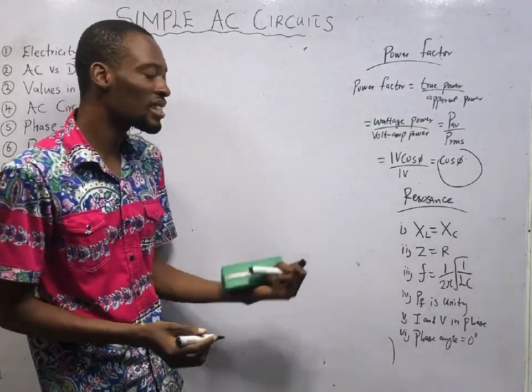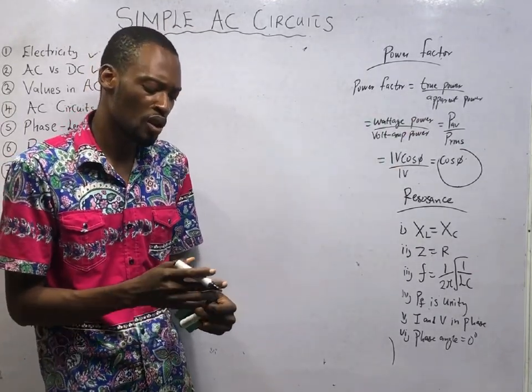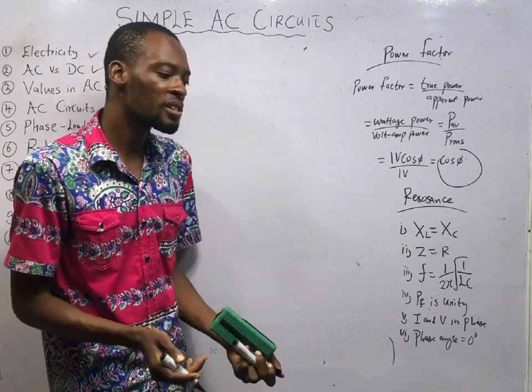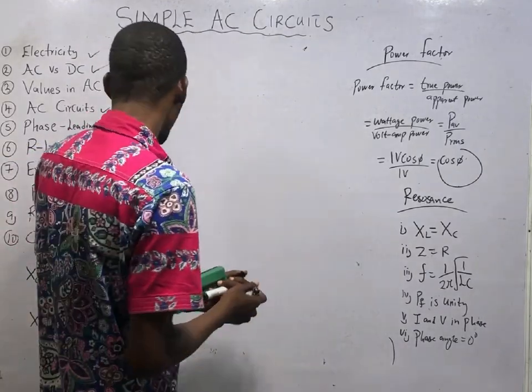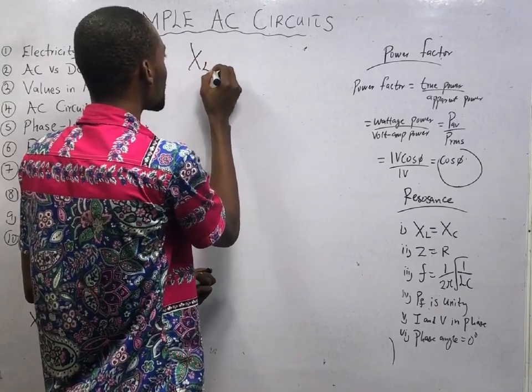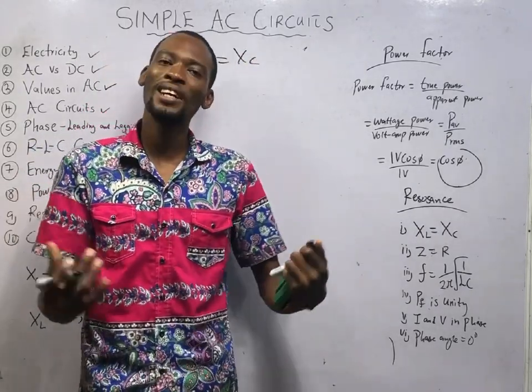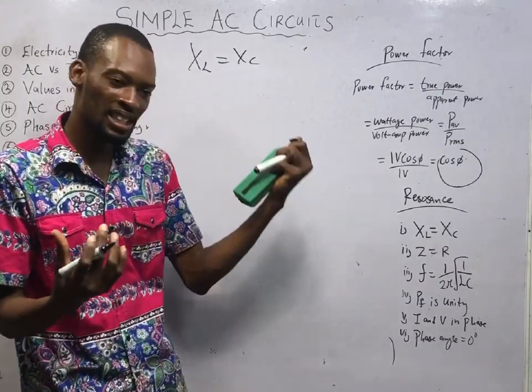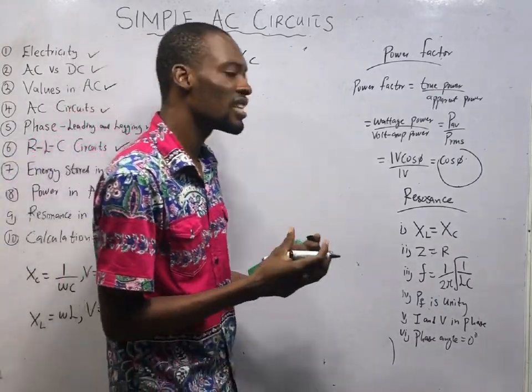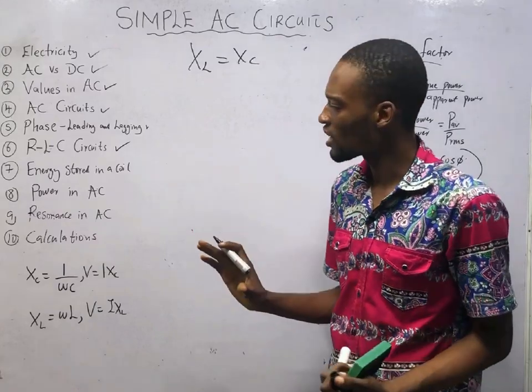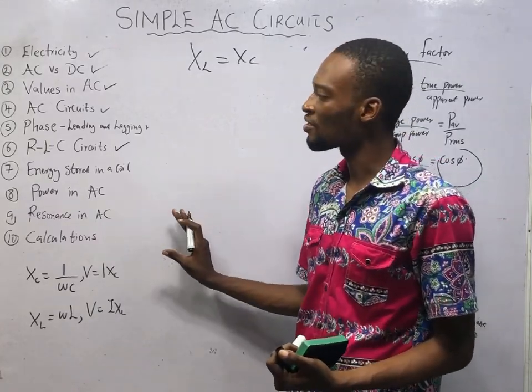And this takes us to resonance in AC circuit. What is resonance? In AC circuit, resonance is simply the point where inductive reactance is equal to capacitive reactance. That is resonance. When inductive reactance is equal to capacitive reactance, we say that the AC circuit is at resonance. Other things happen at resonance.